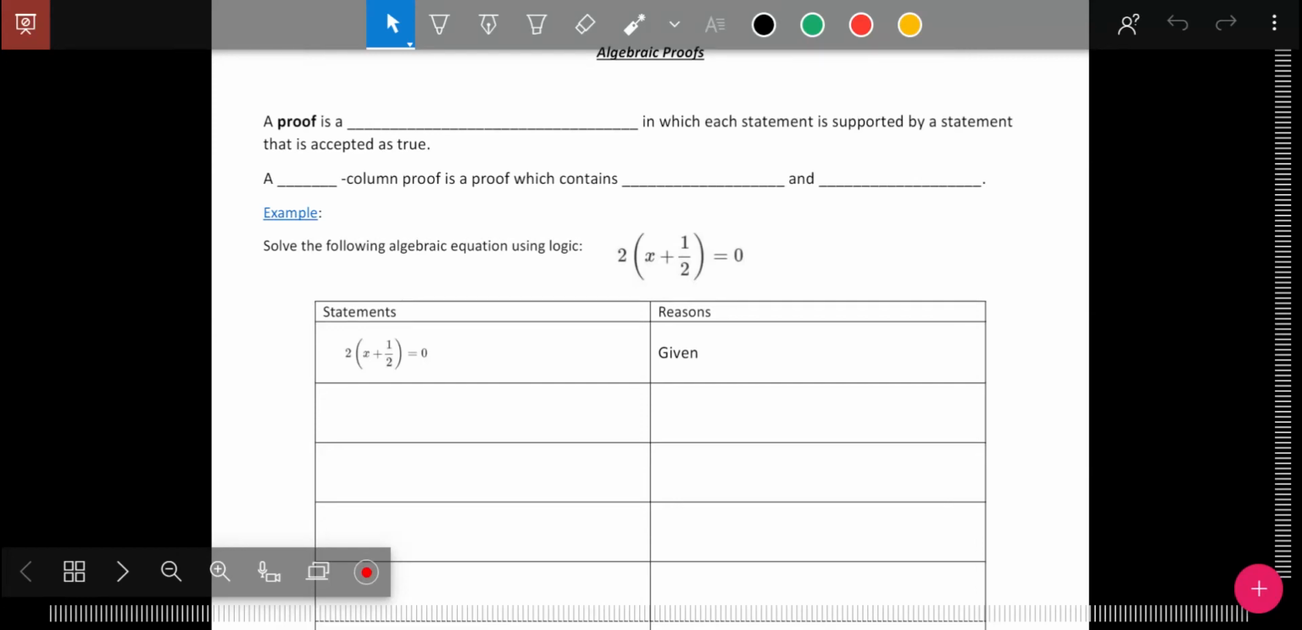We're going to introduce proofs today, and we're going to start with algebraic proofs because you should already know how to do the algebra. You can get this document in our online classroom, or you can just follow along and take notes on paper as I go through it here on the video. A proof is a logical argument in which each statement is supported by a statement that is accepted as true.